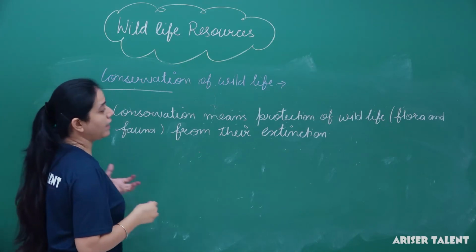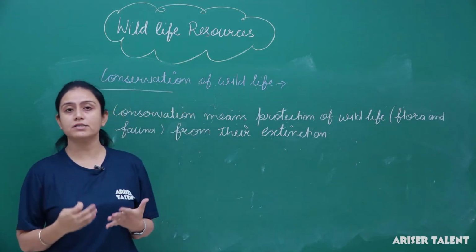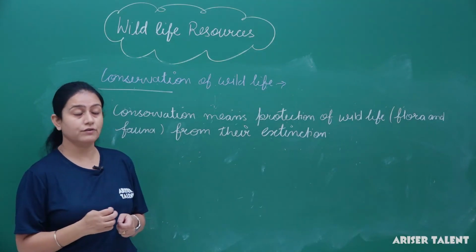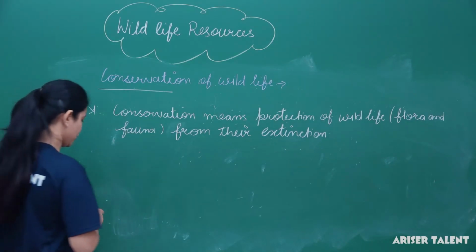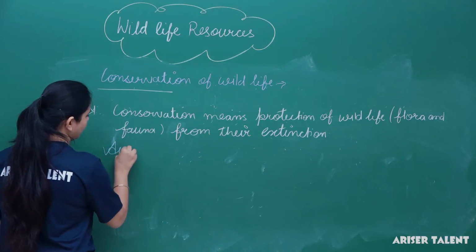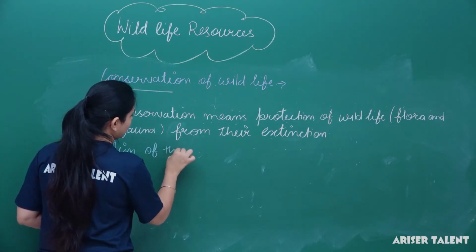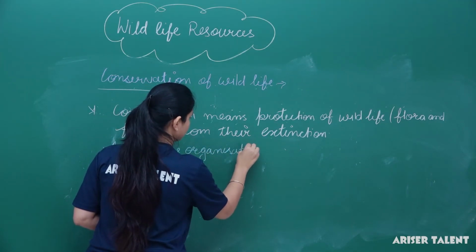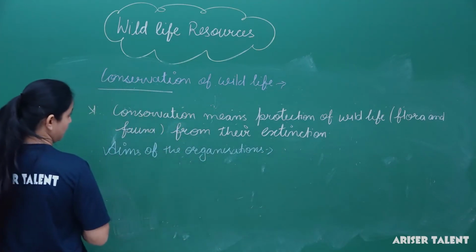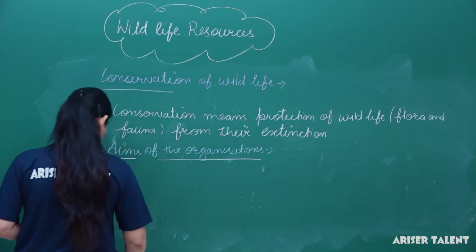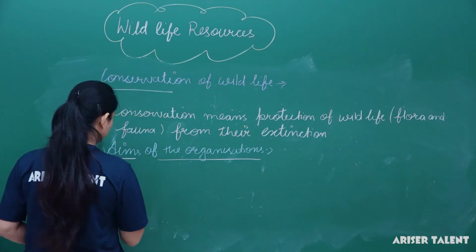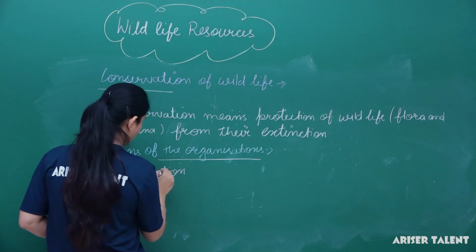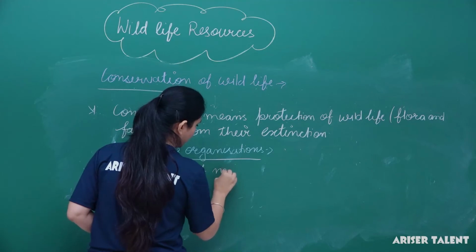Now, many organizations are working to conserve these flora and fauna so that they can be protected from extinction. So what are the aims of these organizations? Let me mention the aims of the organizations which are working for the conservation of wildlife. Number one is protection of natural habitats.